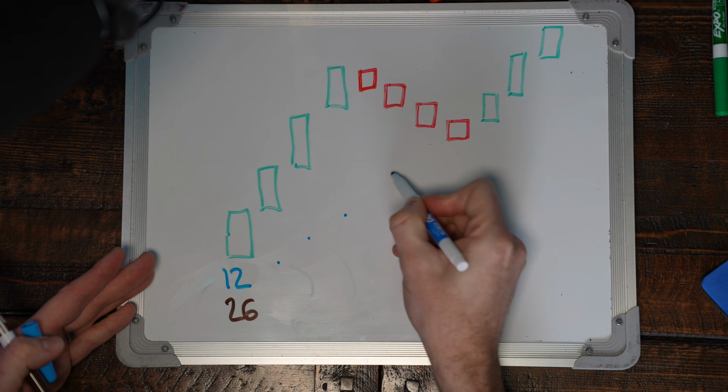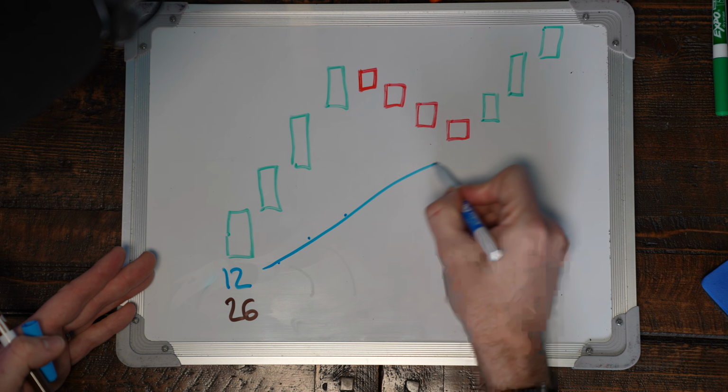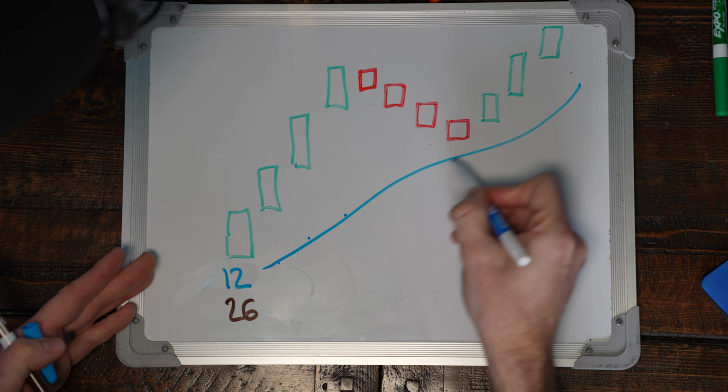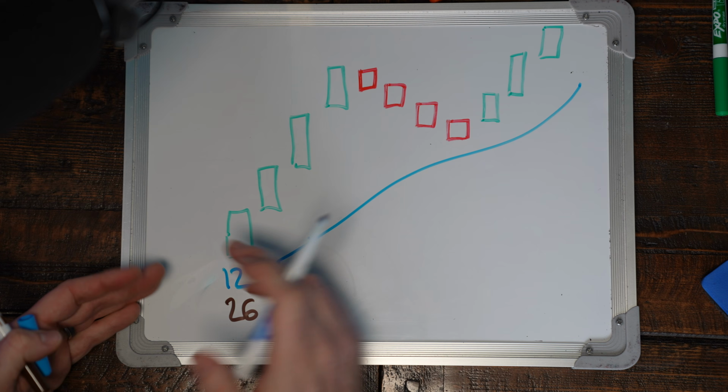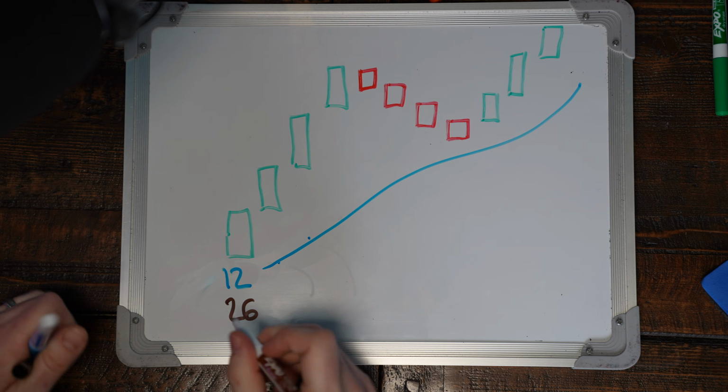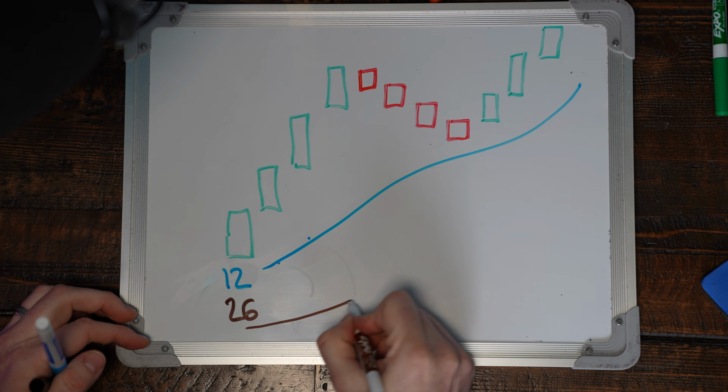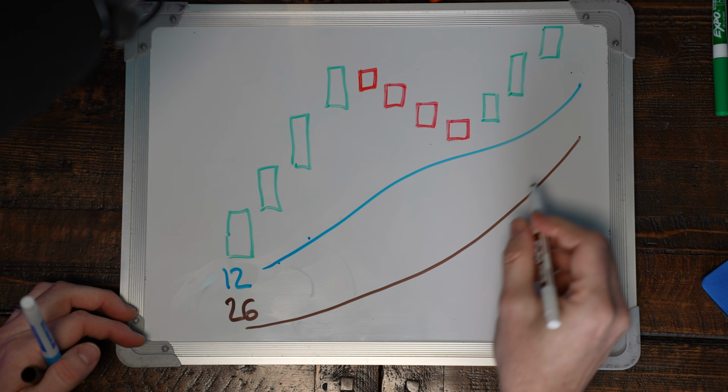And so when you connect all these dots, what you end up having is a moving average that trails slightly behind the current price. Now, the 26 moving average is going to trail even further behind the current price, but it will start to move up.